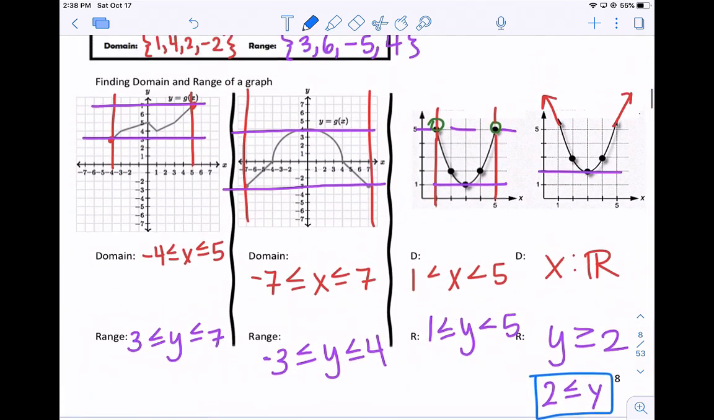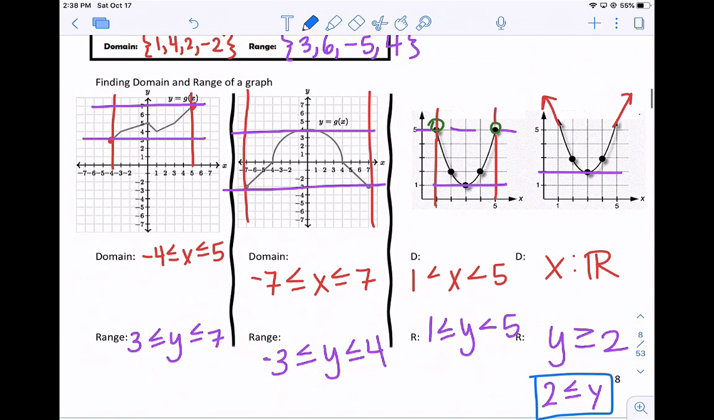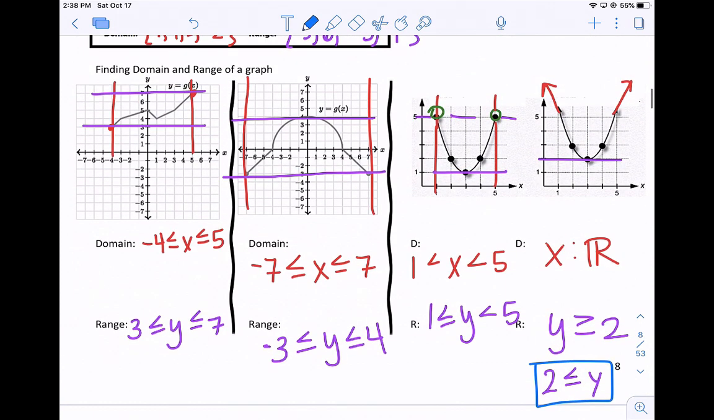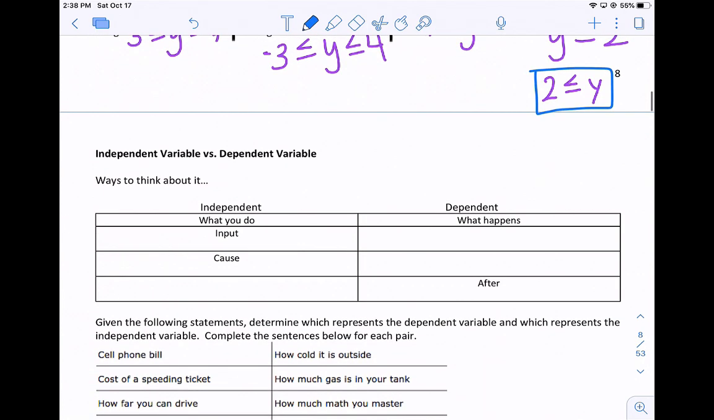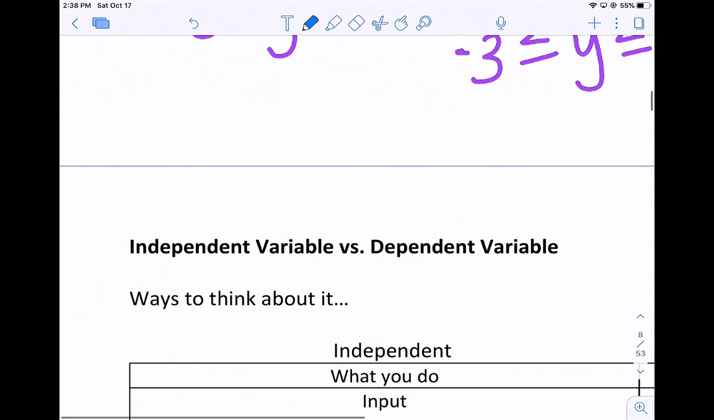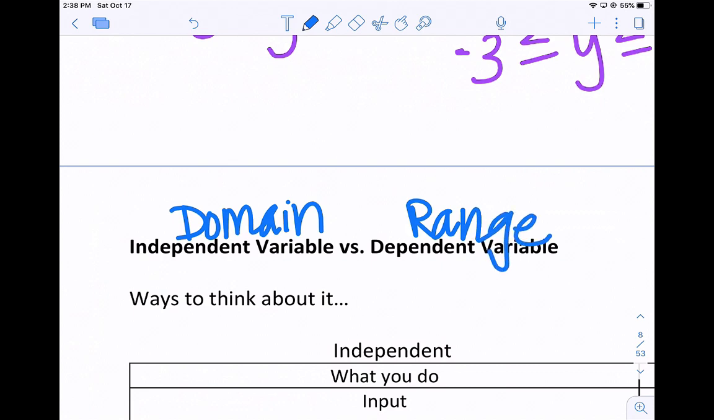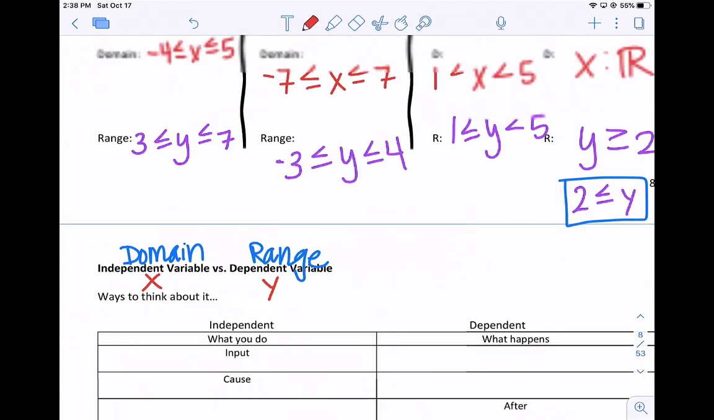If you want to see more examples, of course, you can go back and watch the day 1 video, which has many more examples of domain and range in a graph. And so the last thing for today before we get to our Desmos activity will be independent versus dependent variable. Independent variable is the same as domain. The dependent is the range. On a graph, the domain is the x values and the range is the y values.